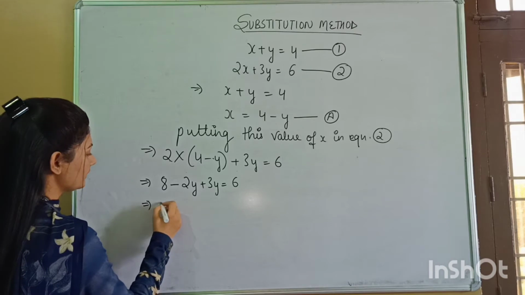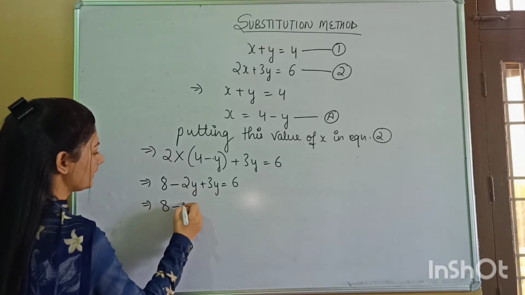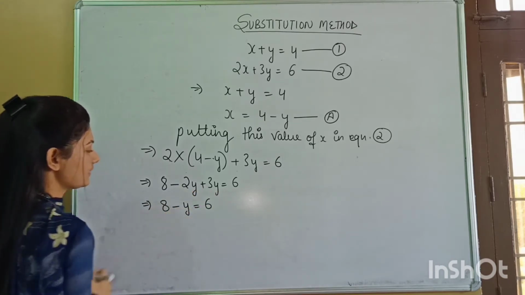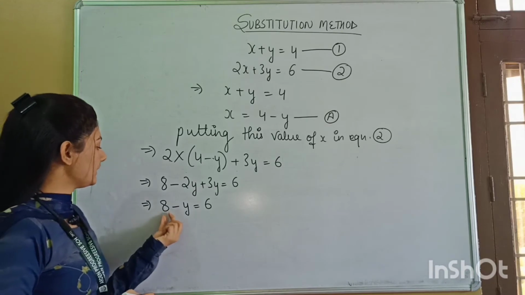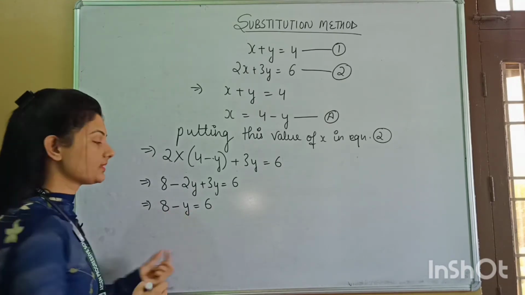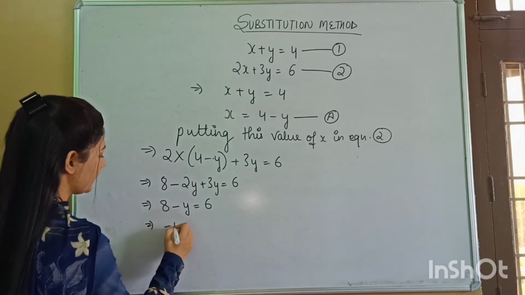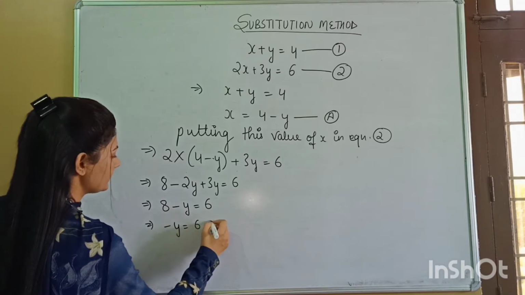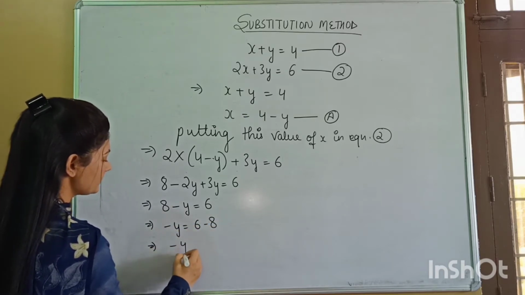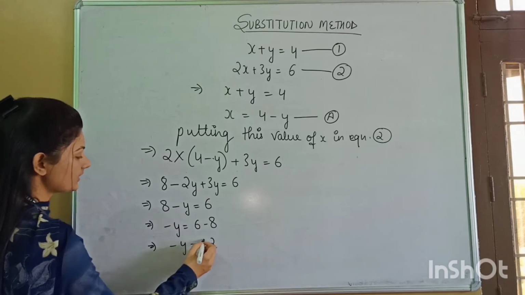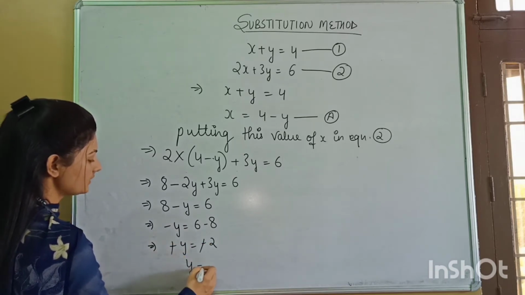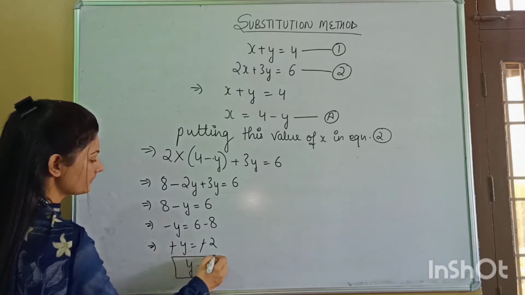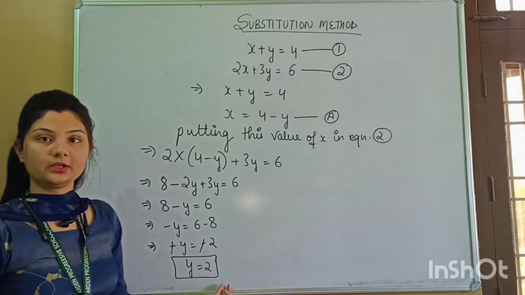So what we got here? 3 minus 2 will be 1y. 8 minus y is equals to 6. Now if we take this 8 to the RHS, so it will become minus y is equals to 6 minus 8. We get minus y is equals to minus 2. So this minus and minus will be cancelled. So the value of y is 2. We got the value of y.